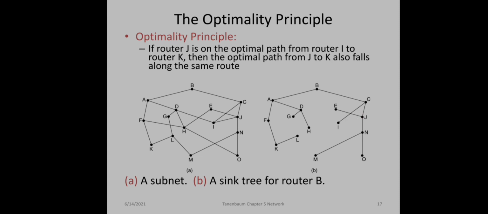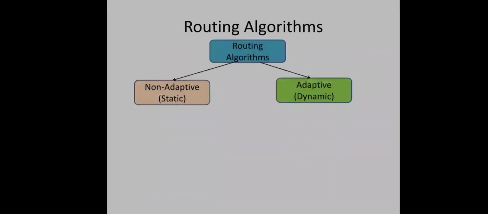So in case of a routing algorithm, the main goal is to discover and use the sink trees for all routers. Taking each router as a destination, find a sink tree for that router. Using that, it can find the optimal route for any source destination pair. Now let us move on to the different routing algorithms.